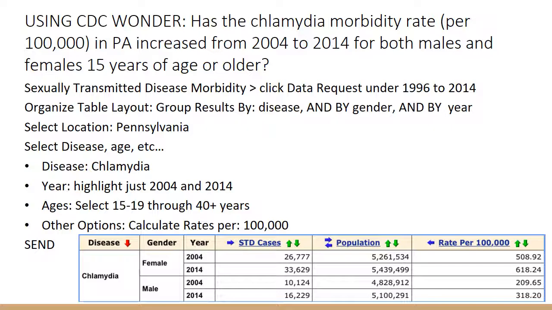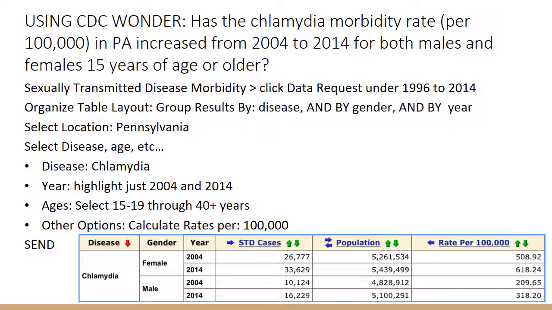Then we'll come up to this page that shows how to organize your table layout. You want to group the results by disease, gender, and by year. So you'll have 3 different groupings, and that way when you get your table, it'll have the disease, then it'll be broken up by the gender, male and female, and then it will have the year, 2004 and 2014, for each gender listed for the disease of interest.